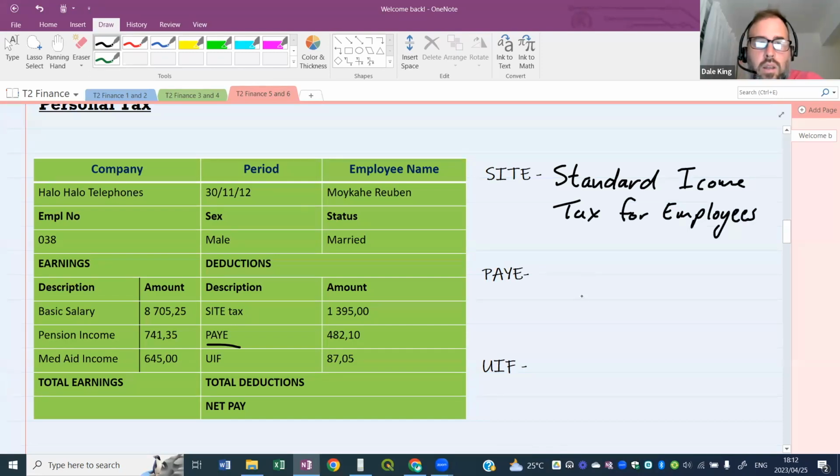That's the old one. The one that everyone is paying now, that employers pay on behalf of the employees towards SARS to give SARS some revenue, is PAYE.